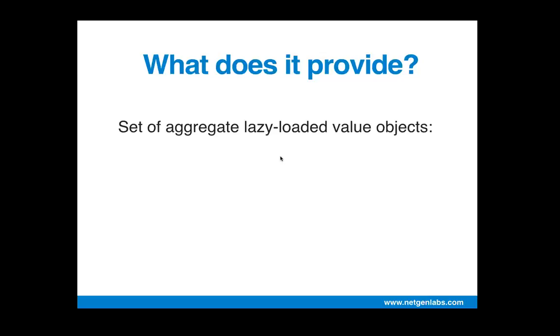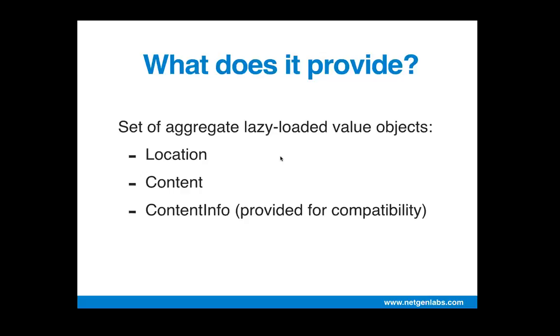What it also provides is a set of lazy loaded value objects. First of all, it gives the location, which obviously wraps the original location, and content as well. There is also content info, although with lazy loading, content info is maybe less important. It's still there, more for compatibility; it's not something you need to use very often. And then we also have field. So these value objects are provided.